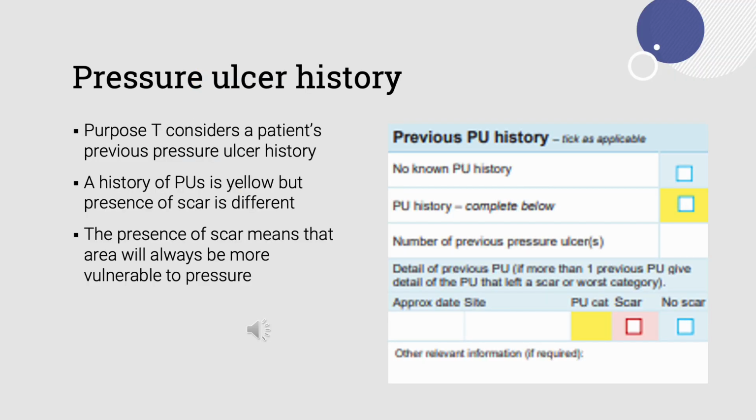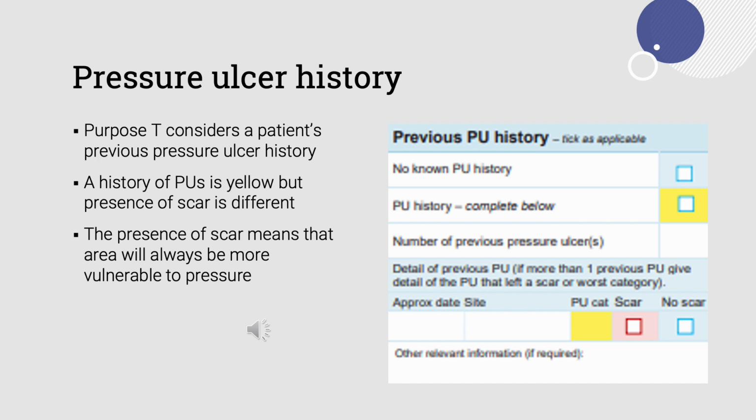As I've already mentioned, Purpose T considers a patient's previous pressure ulcer history, and a history of pressure ulcers would lead to a yellow tick box, as you can see, but the presence of a scar means that the area will always be vulnerable to pressure, and so from a Purpose T point of view it will always be red. So this again is just another conversation opener with the patient. You're going to be at risk. This is a lifelong risk for you because you've got a scar.